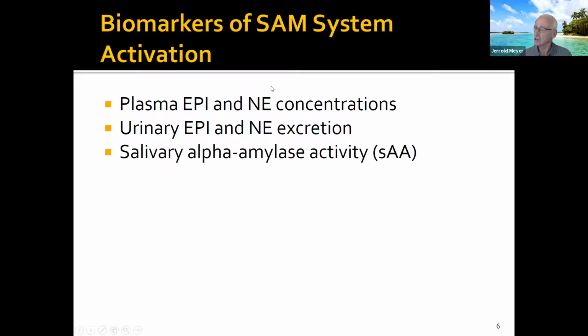And then, as an alternative to either collecting blood or collecting urine, you can also measure a marker of sympathetic nervous system activity using an enzyme that is secreted in saliva called alpha amylase. And so we'll be talking about that, since that is widely used in many stress studies as an alternative to measuring these.